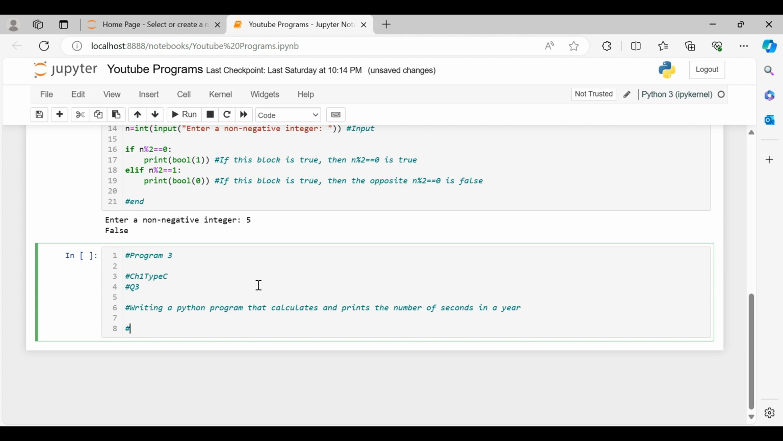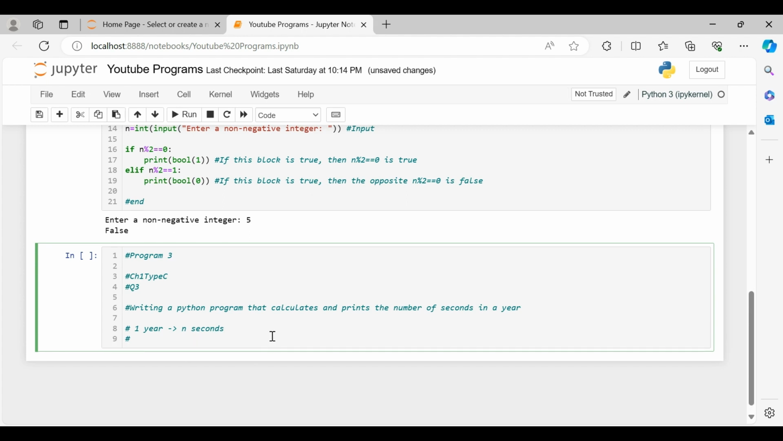So I'll start with a year. We basically start off with 1 year and we have to find the number of seconds. Now we know a process of conversion, so let's do that.